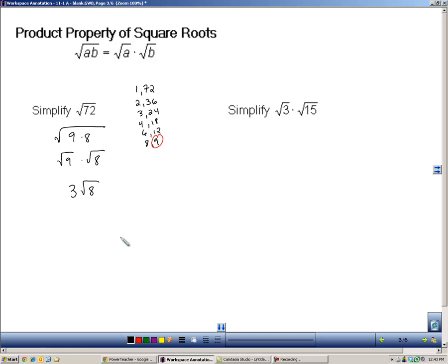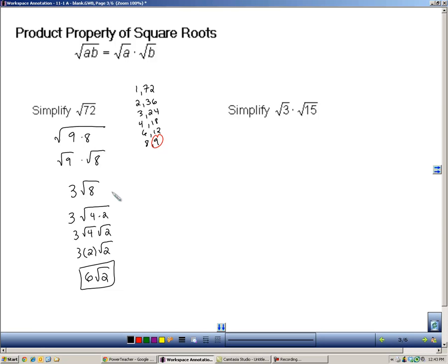Now there is another number still that's a perfect square of 8. So I could break up 8 into 4 times 2, and then break this up into square root of 4 times the square root of 2. And what is the square root of 4? Well, it's just a 2. And then finally, 3 times 2 is 6, so 6 root 2 is your answer.